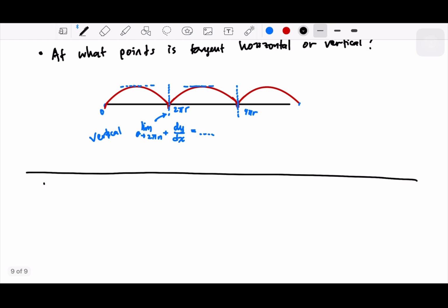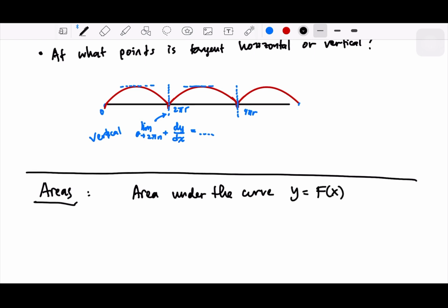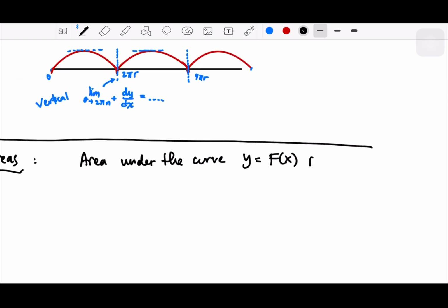Okay. The next topic is the area under the curve. Let me write what we have done in calculus 1. This is pretty much the integrations that we have done in calculus 1. It should be positive.